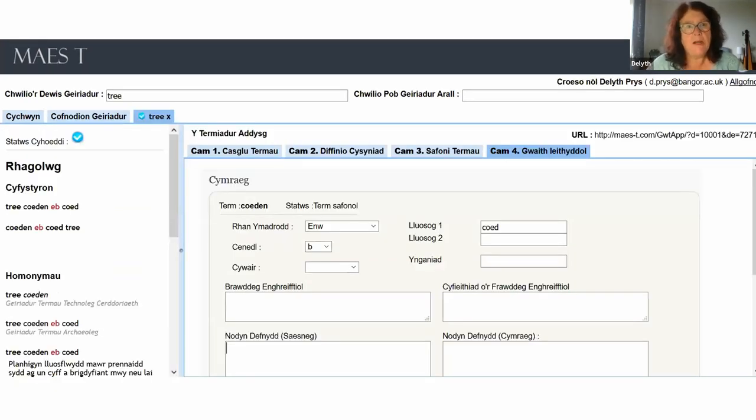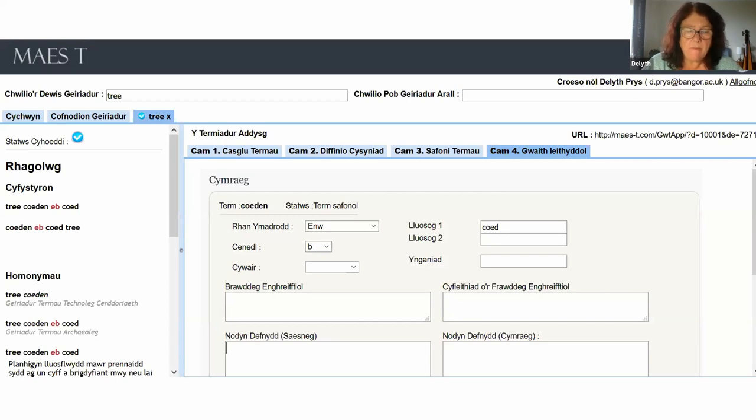We've clicked on an entry now. It's the entry for tree. This happens to be the terminology dictionary for Welsh schools. So this is used for the national curriculum in the schools of Wales. And you can see across there, because it was intended for terminology standardization work, you have tabs for four different stages of the work. Stage one, you collate the terms. Stage two, you define the concepts. Stage three, you standardize your terms. And it's only in stage four at the end there that you do your linguistic work.